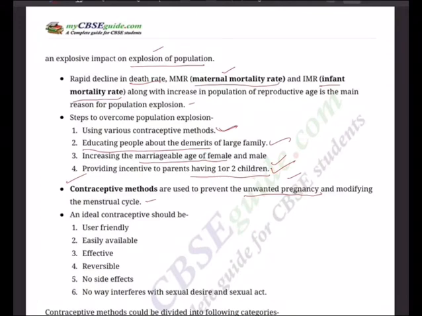An ideal contraceptive should be, so this is how the contraceptive should be, user friendly. So the person should know how to use it, and it should be easily available in the market, and it should be effective. It's not that it is friendly and available easily but not effective, so there is no use of it. It should effectively avoid the unwanted pregnancy, and be reversible.